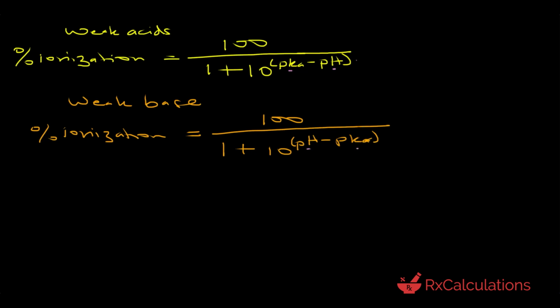With these equations, you can determine the percent of ionization of a drug. Once you know whether it's a weak acid or a weak base, you choose the appropriate version of the equation, and then you simply do the math associated with that equation. We're going to look at two examples, one for a weak acid and the other for a weak base.